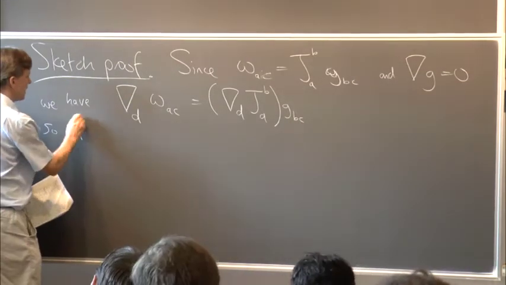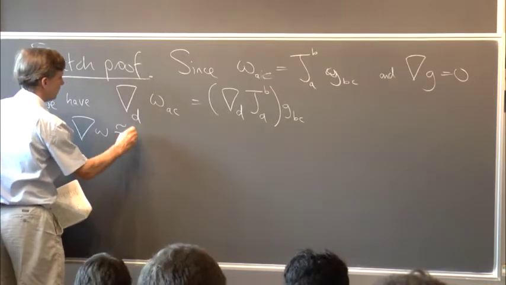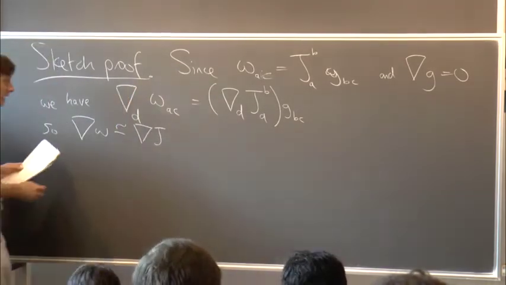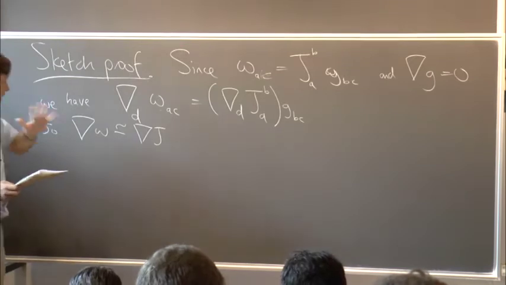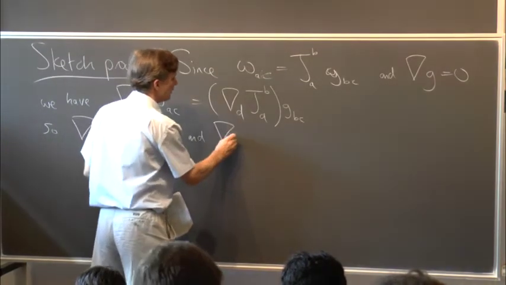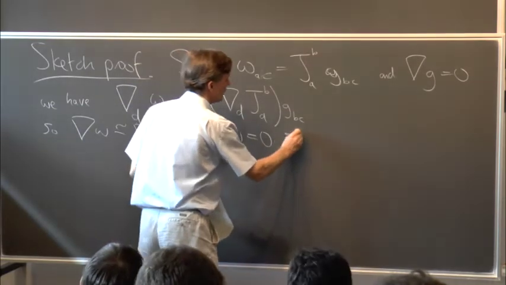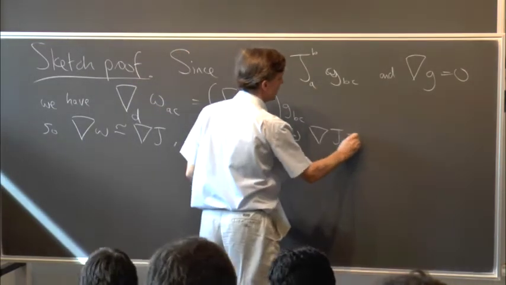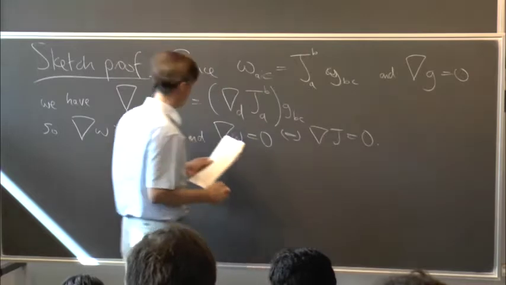Well, basically, nabla of omega is more or less the same thing as nabla of J, at least up to these invertible linear operations. And nabla of omega equals 0 if and only if nabla of J equals 0.